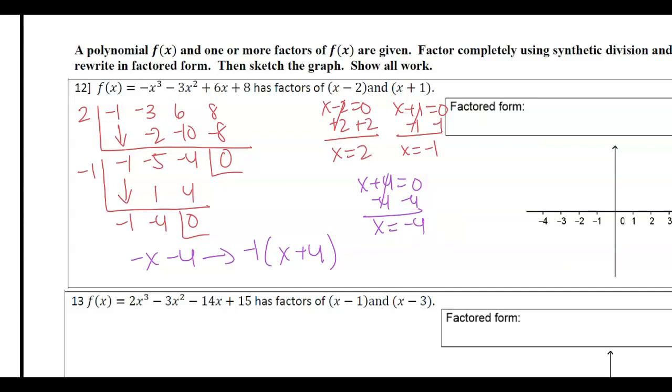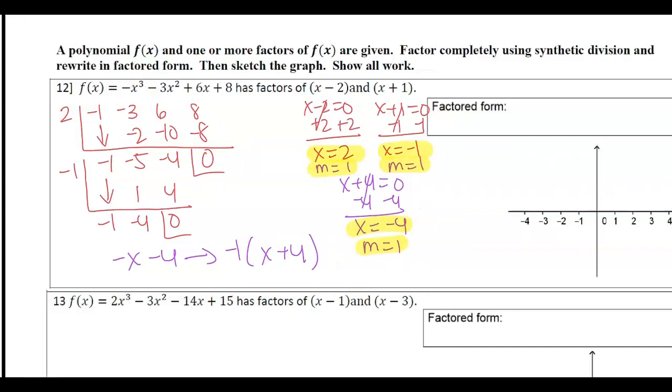Oh, before I box this, what's the multiplicity for each of those? 1. Unless it says something other than 1, we're going to assume that your multiplicity for these are 1. With all these multiplicities, what's your degree for this? 3. And if you look back in standard form, your degree is 3, which means you have 3 x-intercepts.